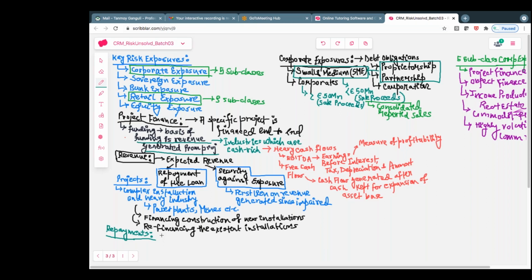Okay, so the question that comes out is the repayment. So how exactly is the repayment done? So this is paid solely.